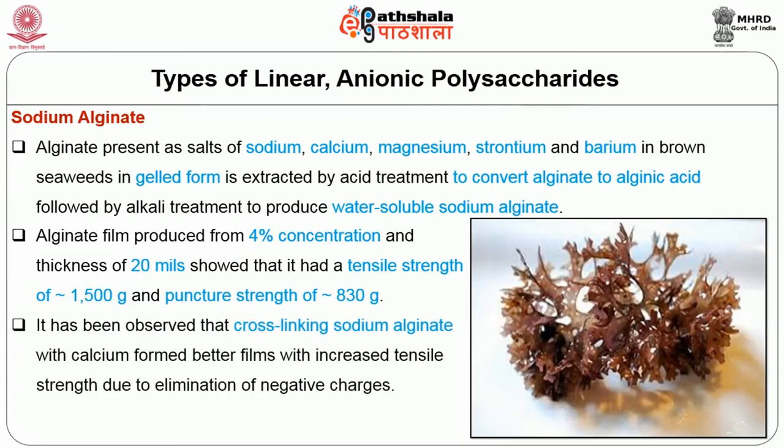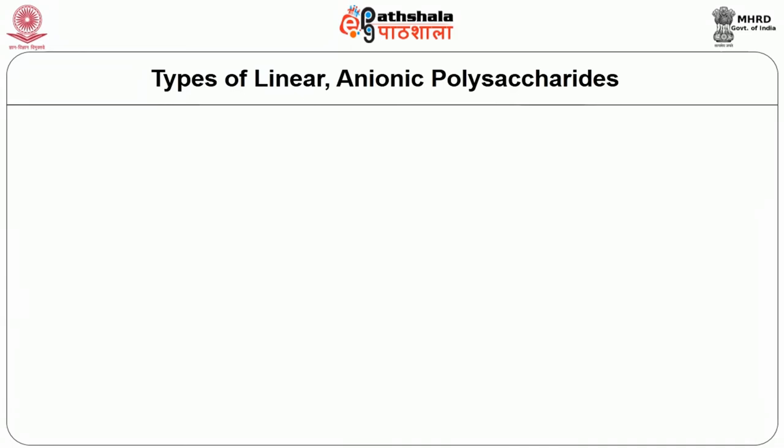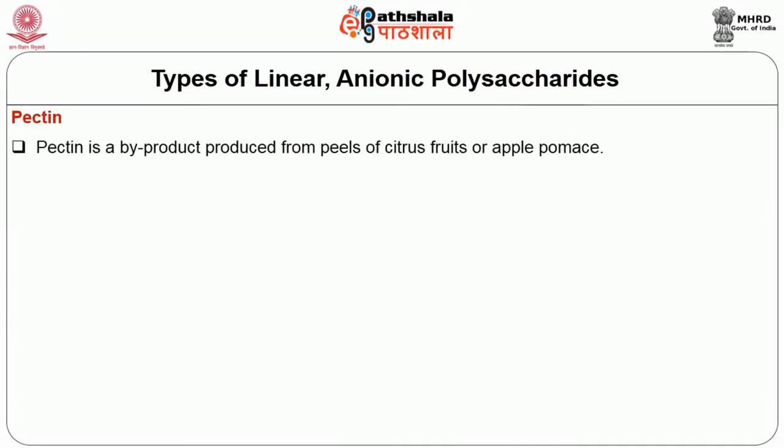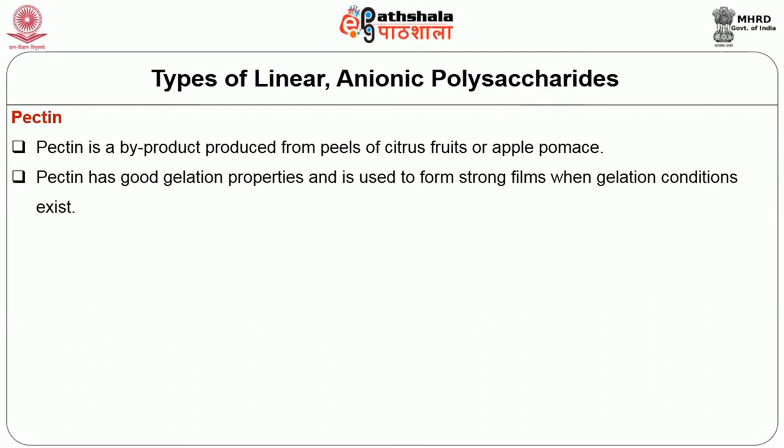It has been observed that cross-linking sodium alginate with calcium formed better films with increased tensile strength due to elimination of negative charges. The next type of linear anionic polysaccharide is pectin. Pectin is a byproduct produced from peels of citrus fruits or apple pomace commercially. Pectin has good gelation properties, so it is used to form strong films when gelation conditions exist.